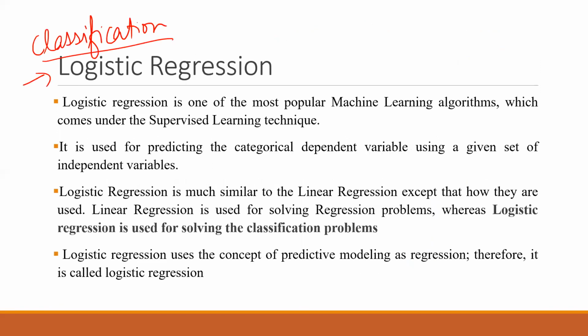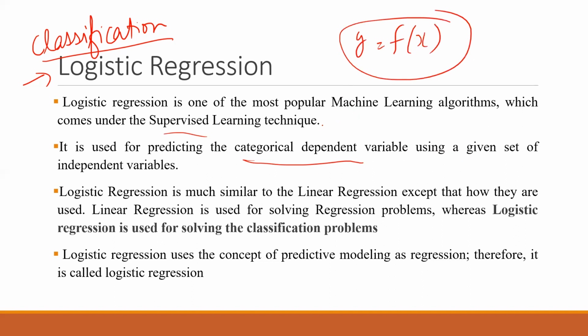So let's read what is being written here. Logistic regression is one of the most popular machine learning algorithms, which comes under the supervised learning technique. It is used for predicting the categorical dependent variable using a given set of independent variables. Obviously we also know that y has to be predicted using the independent variables. So this is the equation. And logistic regression is much similar to linear regression, except for how they are used.